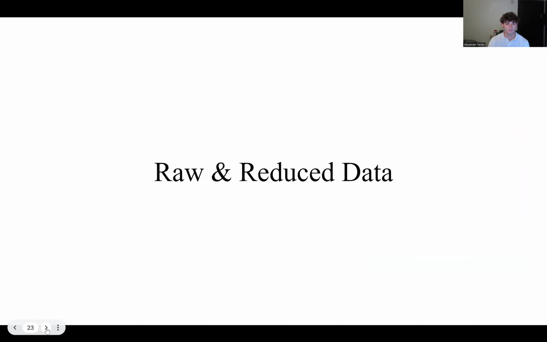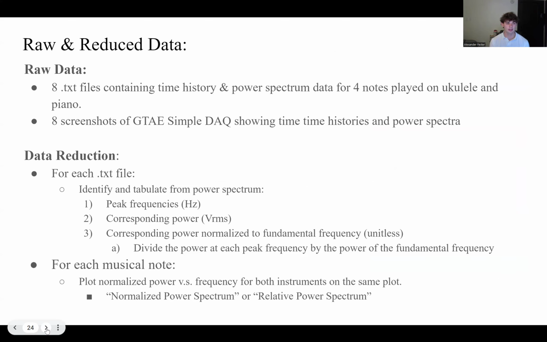Raw and reduced data. The raw data consisted of 8 text files and 8 screenshots containing the time history and power spectrum for the 4 notes played on both the ukulele and piano. Data reduction. For each text file, the following were identified and tabulated: the peak frequencies, the corresponding powers, and the corresponding powers normalized to the fundamental frequency, which was conducted by dividing the power at each peak frequency by the power of the fundamental frequency. In addition, for each musical note, the normalized power versus frequency for both instruments were plotted on the same plot. These plots are called normalized power spectra or relative power spectra.